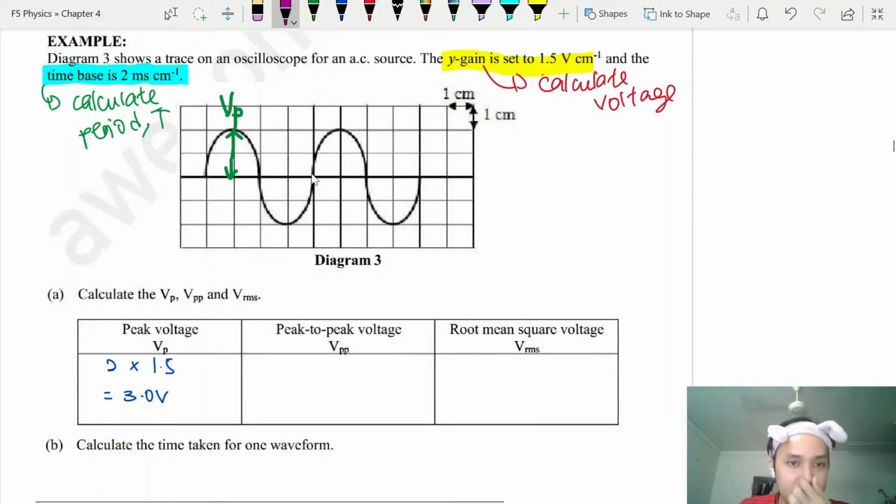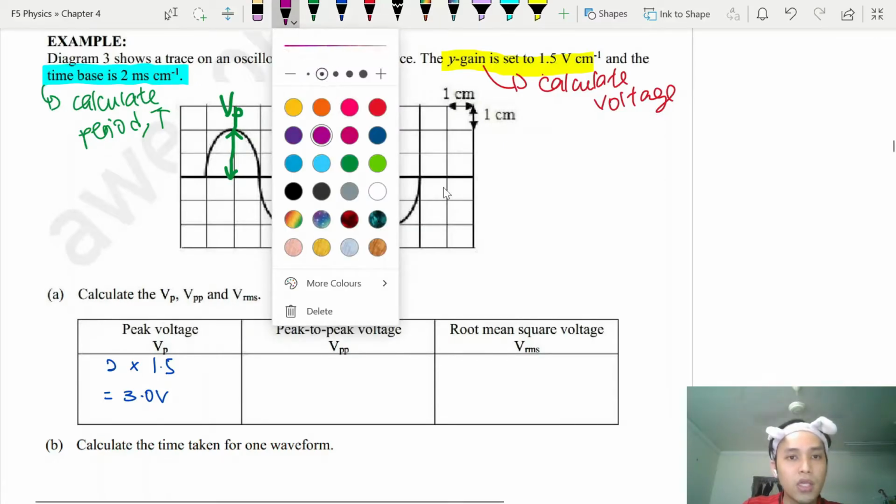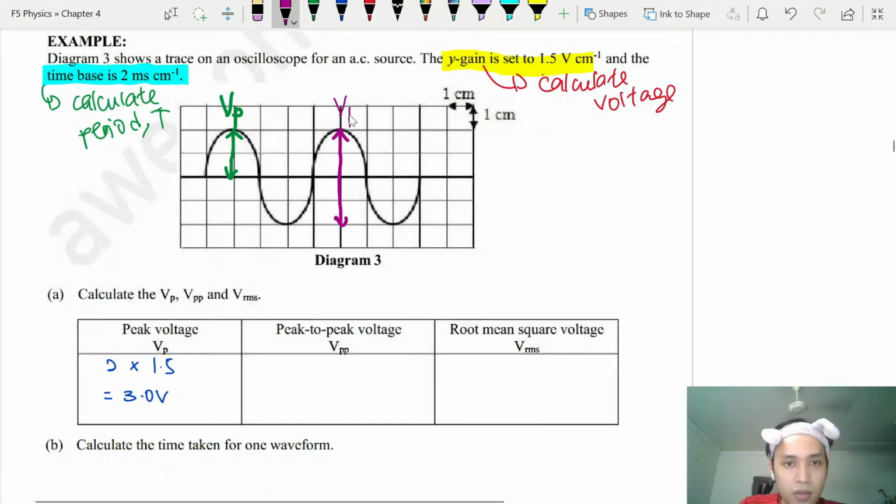Alright, what is peak to peak? Peak to peak, very literally, if you translate the meaning, is from top to bottom, from here right until the bottom here. This is peak to peak, so VPP. To calculate peak to peak voltage, also the same thing, we just calculate the number of squares. How many cm do I have here? So 1, 2, 3, 4 cm, right? Each cm is 1.5. So 4 cm times 1.5 volts per centimeter. So what you get is 6 volts.